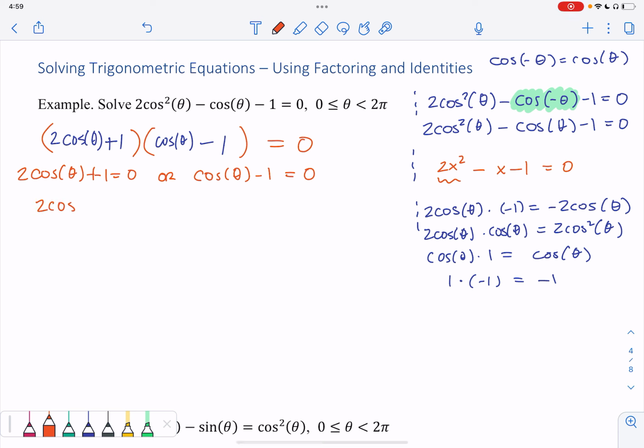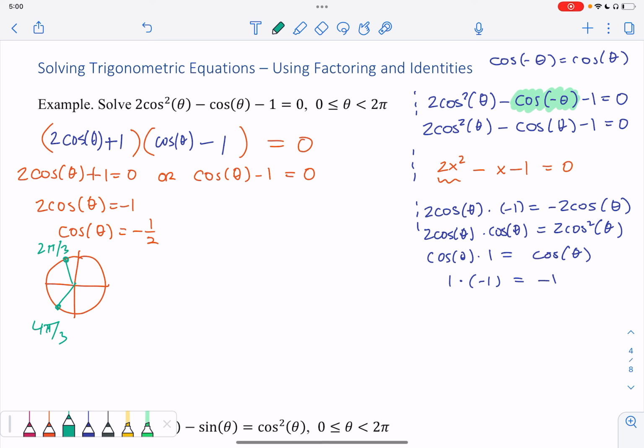I get 2 cosine theta equals -1. Again, I'm just trying to isolate cosine theta to begin with. And then from there, I want to know when is this true. Cosine of theta is equal to -1/2 at 2 pi over 3 and 4 pi over 3. Okay. And then cosine theta minus 1 is cosine theta equals 1. Where is that true? That is true right out here, at 0 radians.